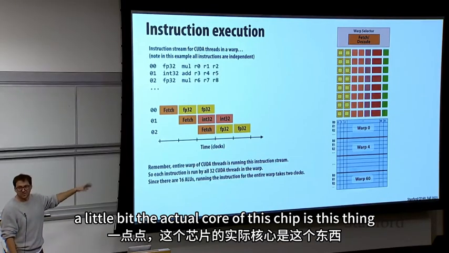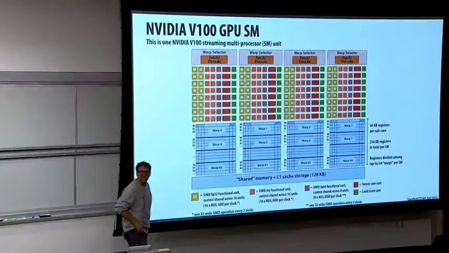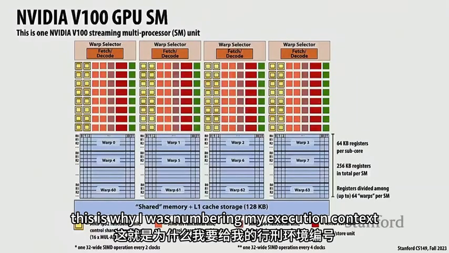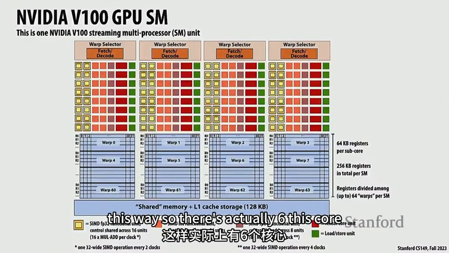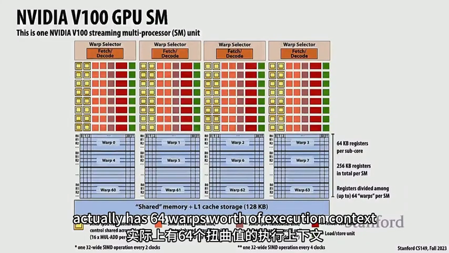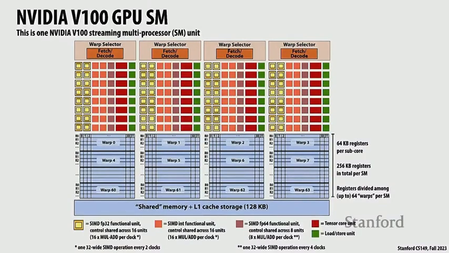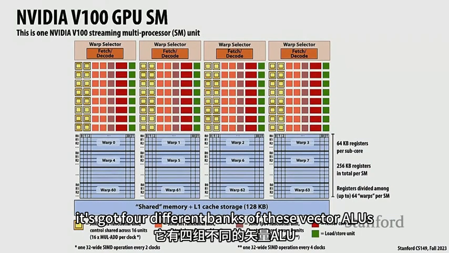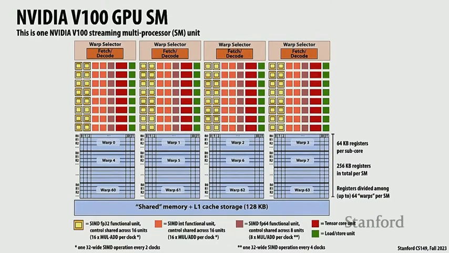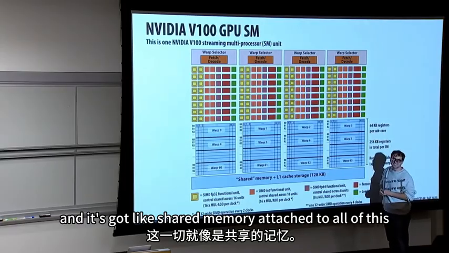The actual core of this chip is this thing replicated 4 times. So now this is why I was numbering my execution context this way. This big core actually has 64 warps worth of execution context. So that's 2,000 CUDA threads, right? 64 times 32. Now it's got 4 different banks of these vector ALUs, and it's got 4 different instruction fetch and decodes. So it's all one thing, and it's got shared memory attached to all of this.